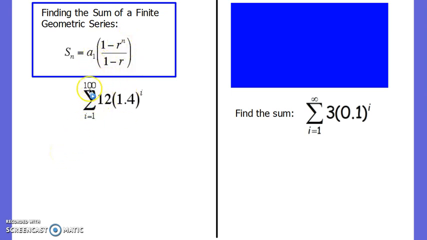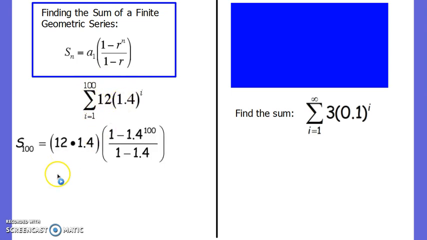So if we take the first 100 terms of our sequence here, we would say, okay, well, we're going to plug in 1. I need to find a sub 1. So 12 times 1.4 to the first goes in front. Then I'm going to take 1 minus r, or 1.4. Remember, right now, this is our r value, that 1.4. n, again, was our number of terms, so that was 100 up there. And then I've got 1 minus 1.4 on the bottom.